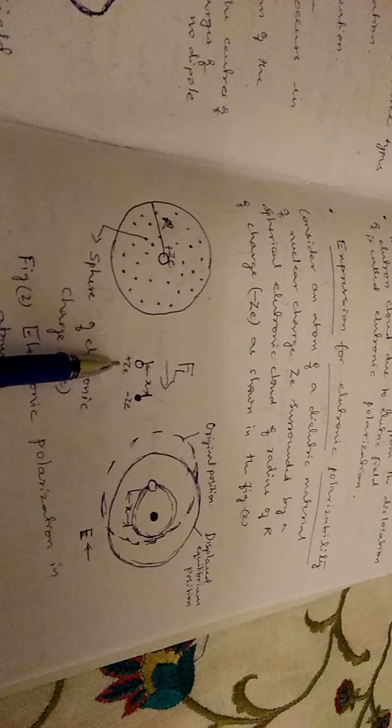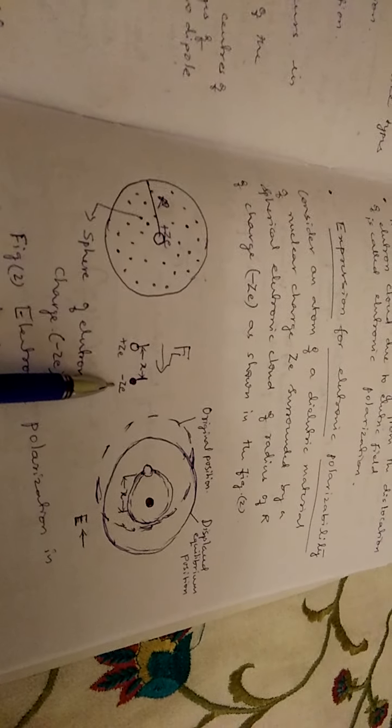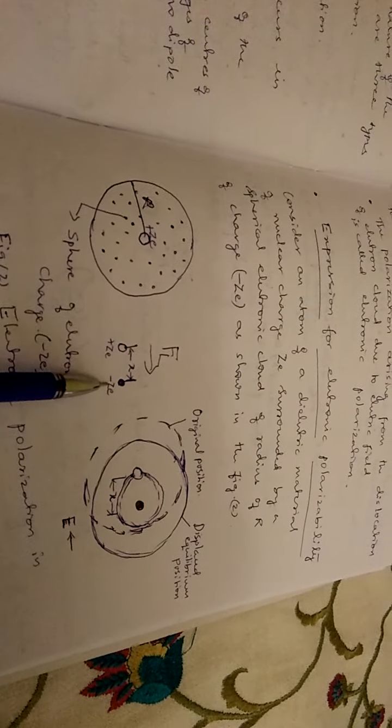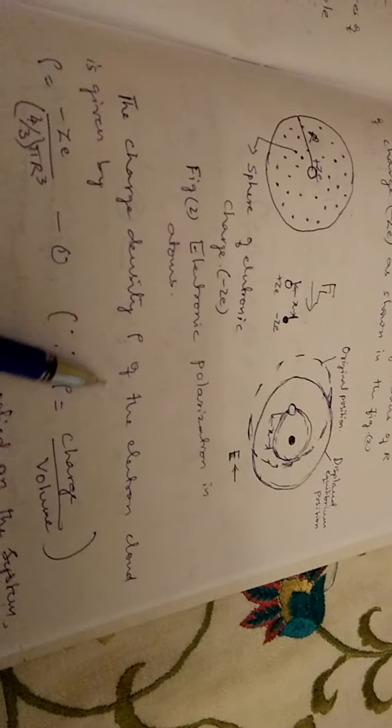So one end has plus Ze and the other end has minus Ze. Now we have to define a quantity, the charge density rho, that is the charge within this sphere per unit volume. That is known as charge density. Here, considering the negative charge minus Ze divided by 4 by 3 pi R cube, that is the charge density. So this is the first equation.